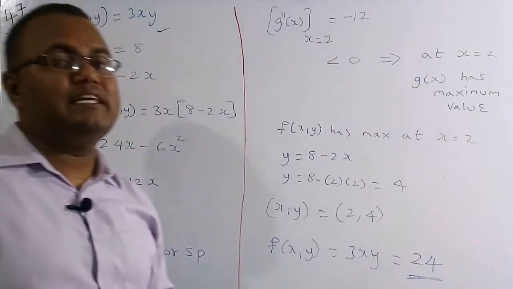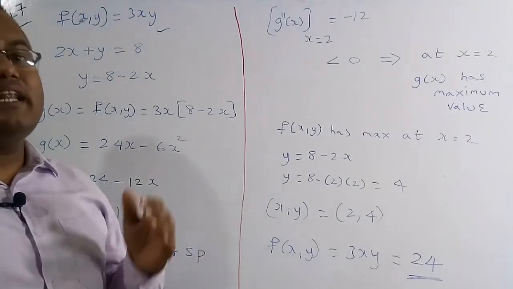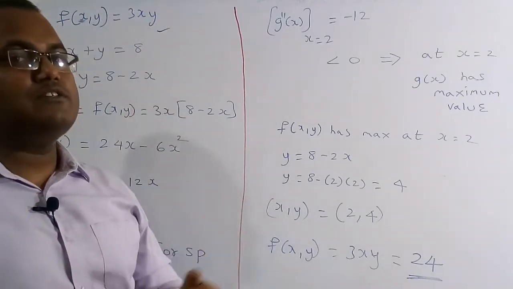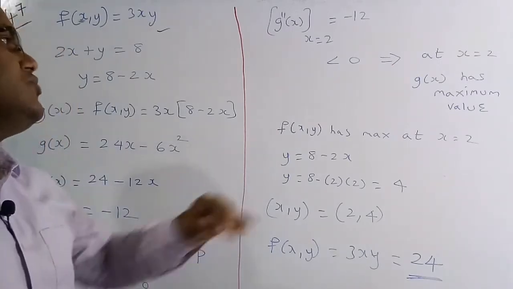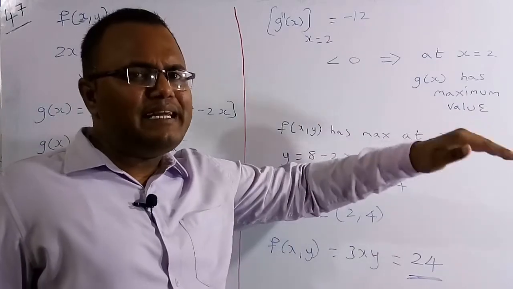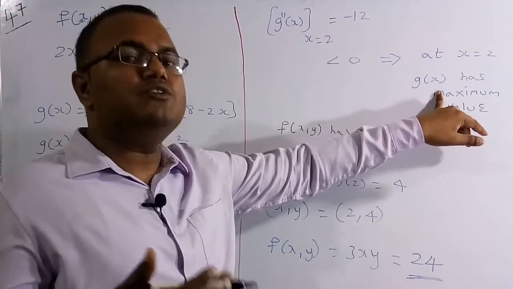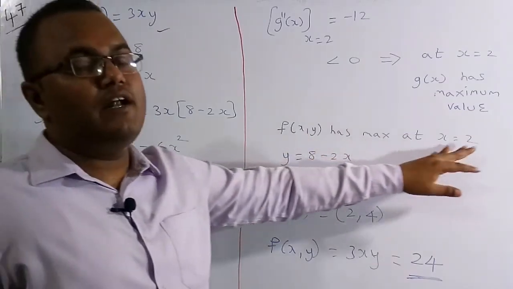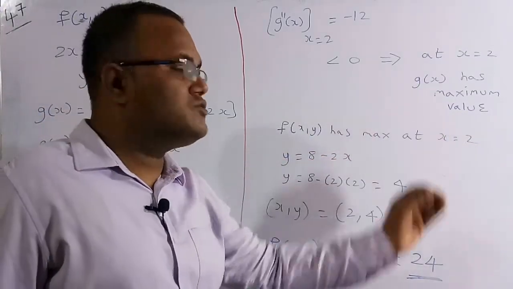So simply we can say that whenever the second derivative is lesser than 0, it indicates that at x is equal to 2, g of x is going to have a maximum value. But g of x is equal to f of x comma y. So therefore f of x comma y is going to have a maximum value at x is equal to 2.